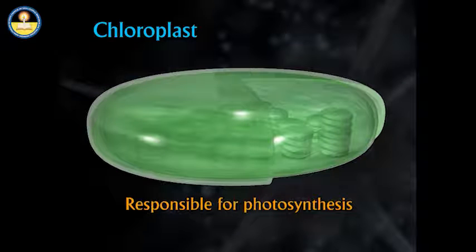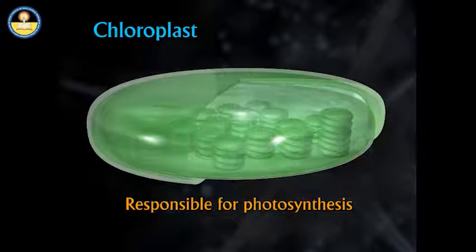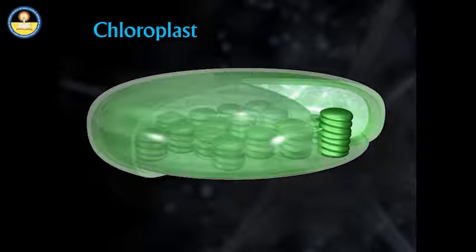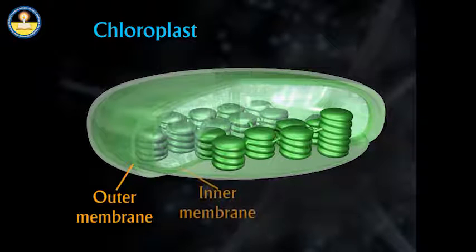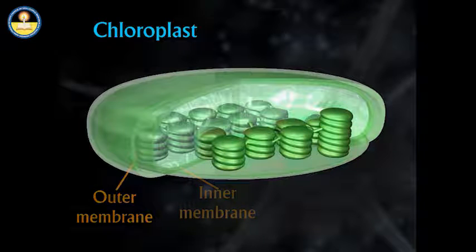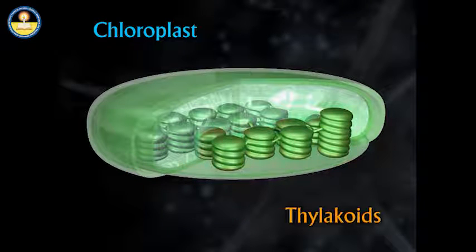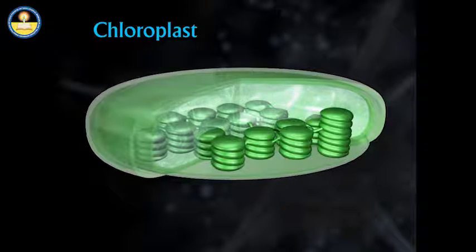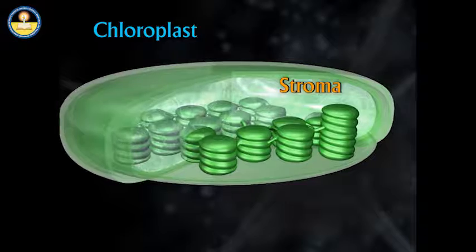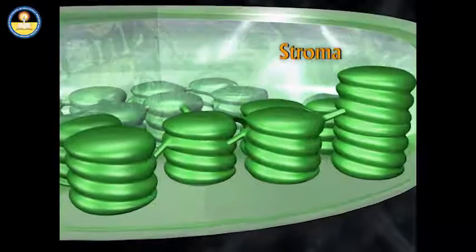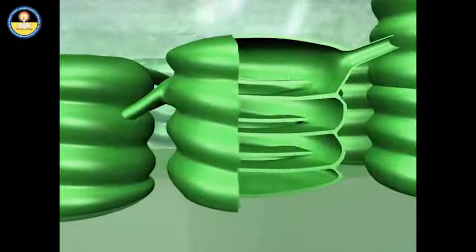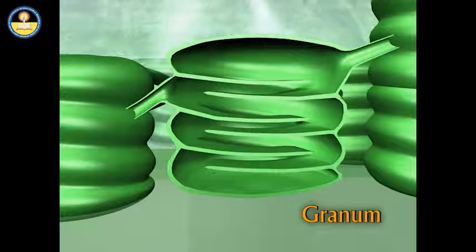It is responsible for photosynthesis. It contains a permeable outer membrane and a less permeable inner membrane. Some membrane-bound compartments known as thylakoids are present. The thylakoid membranes are surrounded by a fluid stroma which contains some enzymes needed for photosynthesis reaction. One thylakoid stack is known as granum.